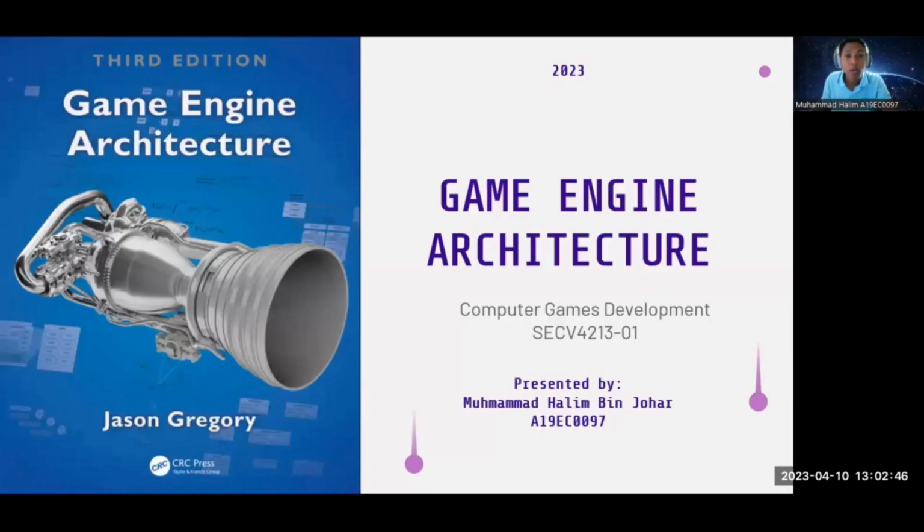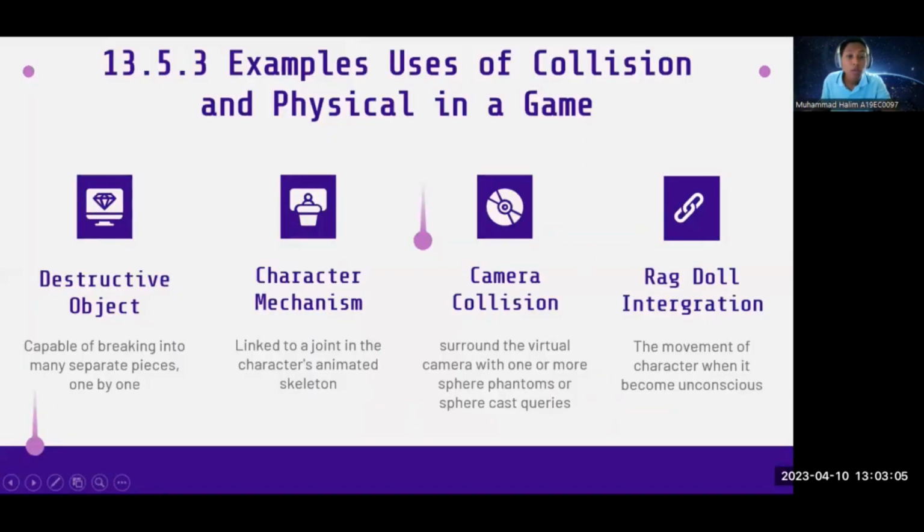Assalamualaikum warahmatullahi wabarakatuh. My name is Mamale bin Joha. In this video, I would like to present a review of the book named Game Engine Architecture by Jason Gregory. Chapter 13.5.3 explains examples of uses of collision and physics in games, but I will explain another four use examples, which are destructible objects, character mechanics, camera collision, and rag doll integration.